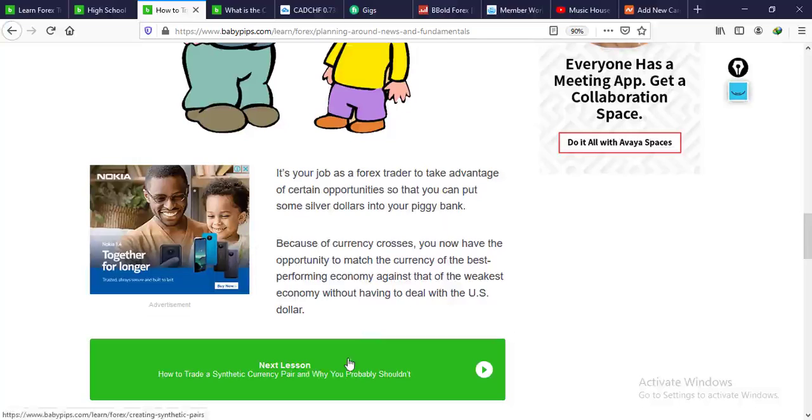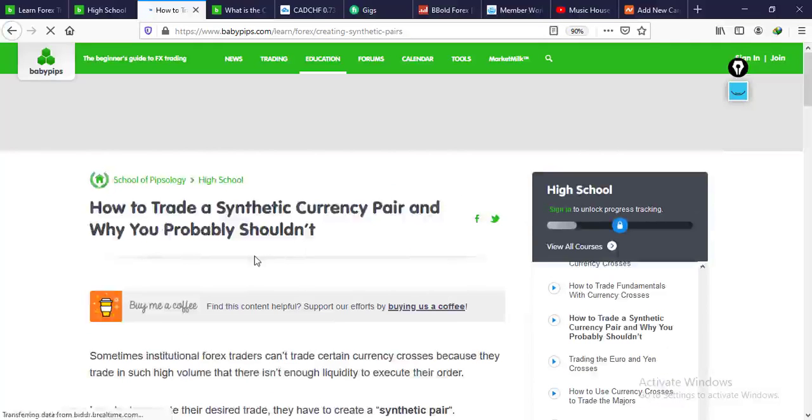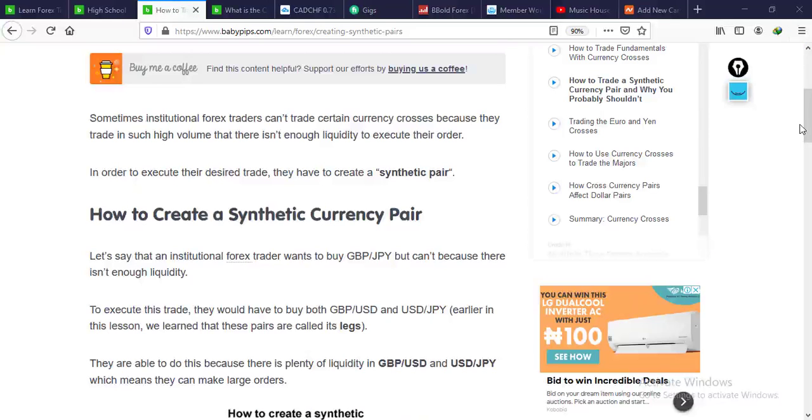Let's move on to the next section, which says how to trade a synthetic currency pair and why you probably shouldn't. Interesting. Yes, sometimes institutional forex traders can't trade certain currency crosses because they trade in such high volume that there isn't enough liquidity to execute their order. So in order to execute the desired trade, they have to create a synthetic pair.